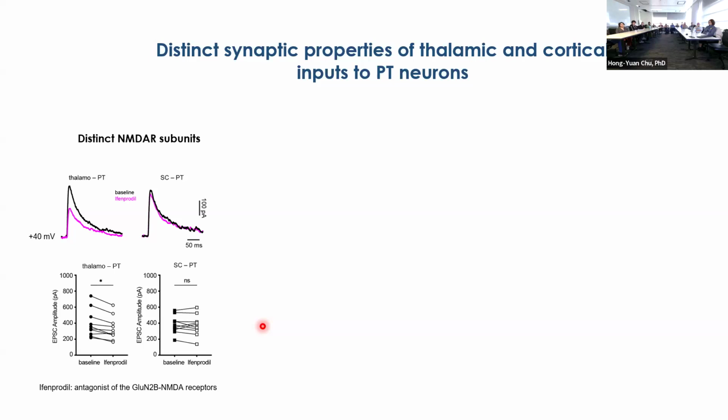So this is the isolated NMDA receptor-mediated component. And then we apply ifenprodil, which is a GluN2B NMDA receptor antagonist. You can clearly tell this drug could effectively suppress the NMDA receptor component in the thalamic input to the PT neuron, but had little effect on the sensory cortical input to the PT neuron, suggesting that at this pathway, thalamic excitatory input to the PT cell, we have much more GluN2B NMDA receptor.